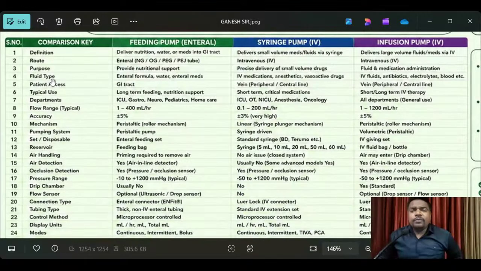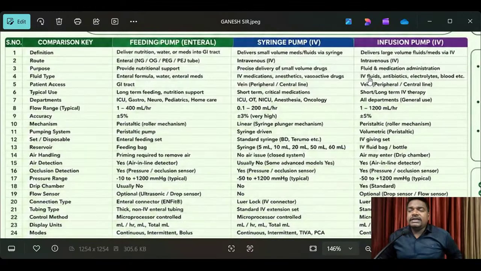Comparison key, fourth point, fluid type. When it comes to the enteral feeding pump, see here: formula, water, enteral medications. And the fourth point of the syringe pump: IV medications, anesthetics, vasoactive drugs. That's why syringe pumps and infusion pumps are available in the operation theater also. Understand? So listen carefully, very, very important things that I'm going to share here.